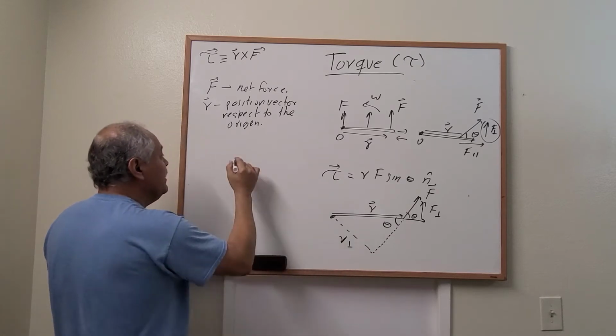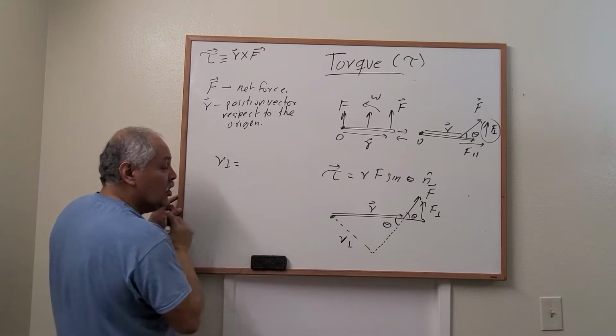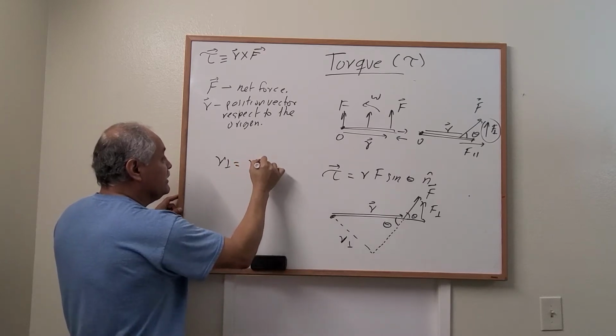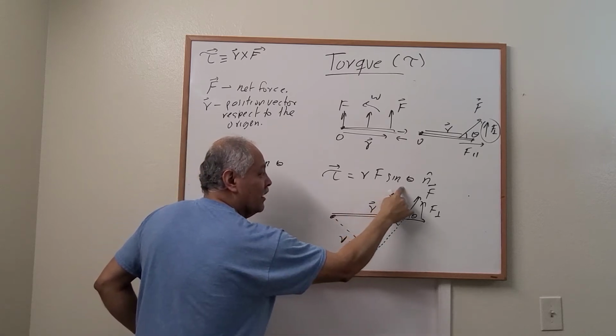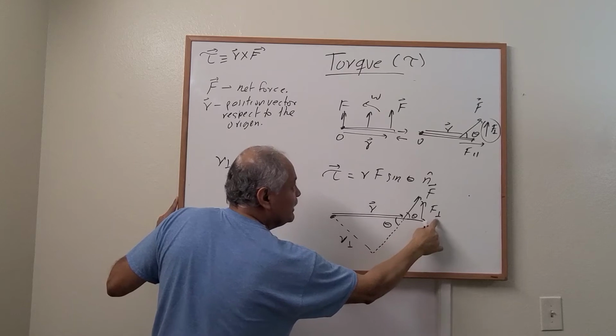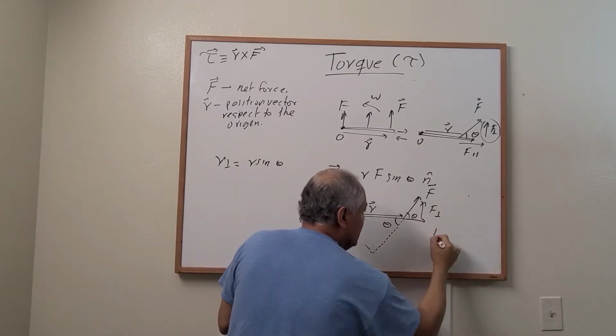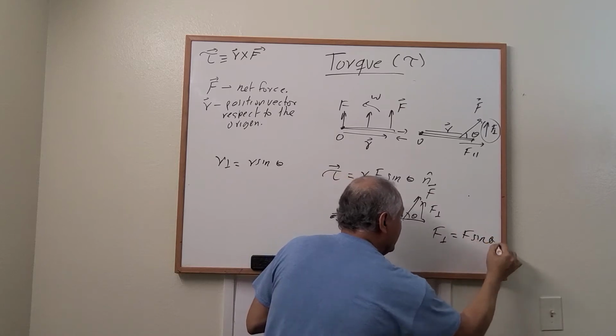But this R perpendicular is just equal to R sine theta, which is the same as this one, R sine theta, correct? So when we plug this value right here, and this perpendicular component is equal to F sine theta.